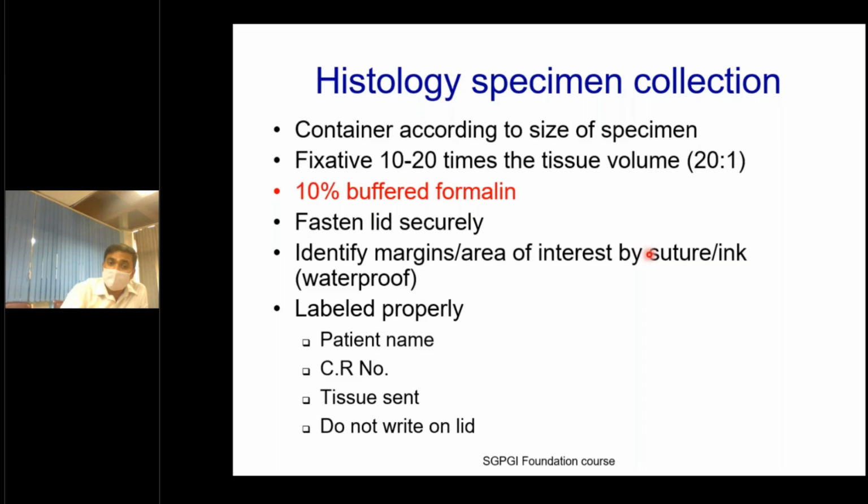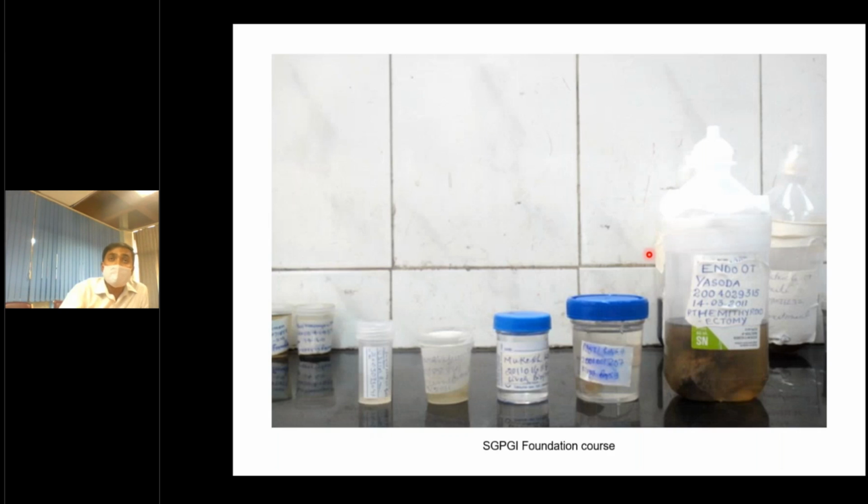Another important point to note is that you need to mark the margins. For example, if you are sending a sample for suspected Hirschsprung's disease and you have not marked the proximal and distal end, it can lead to confusion. So label the container properly with the patient name as well as the CR number, because two identifiers always act as a backup for one. Also write what tissue you are sending, and please don't write it on the lid, because the lid can get lost, but not the container.